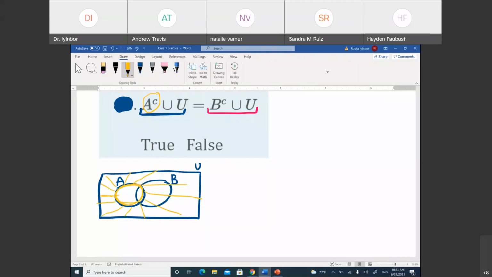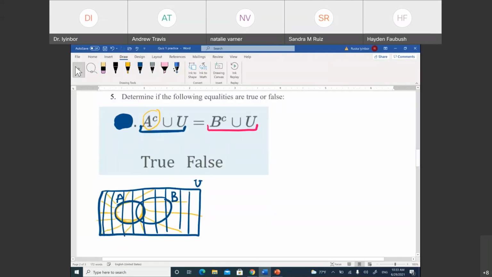Then I need to find the union with the set U. Union means all together, right? So this yellow plus everything in the universal set is going to cover pretty much everything inside this box, right? Yes. So the shaded area for the blue part of my equality is the whole box.